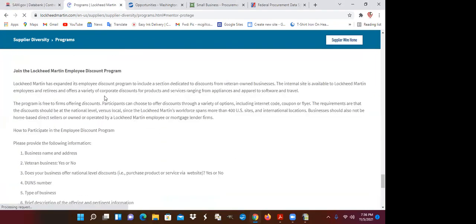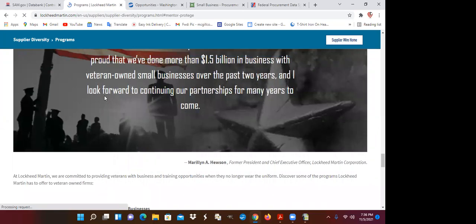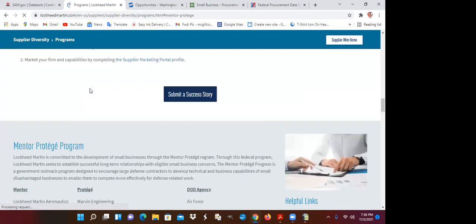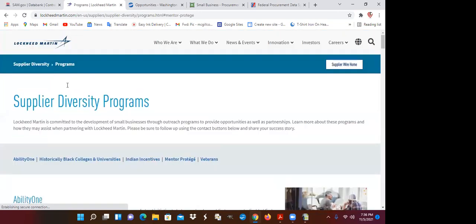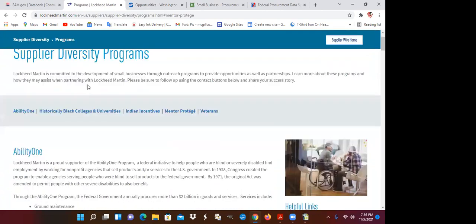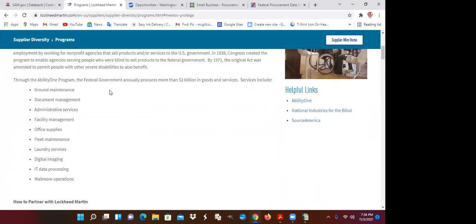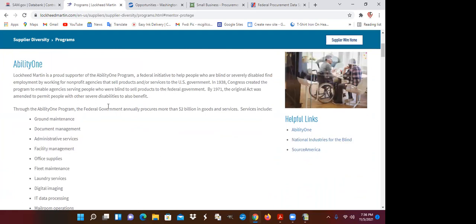This is Lockheed Martin. They're number one on the list. With Lockheed Martin, they've got different types of programs, like supplier diversity programs. You can come here and they tell you what all they purchase, and what they do when they have their procurement.